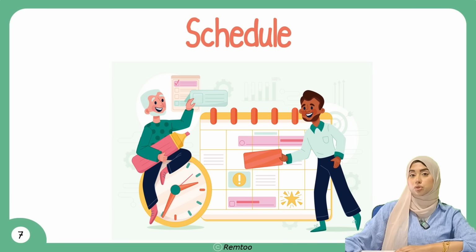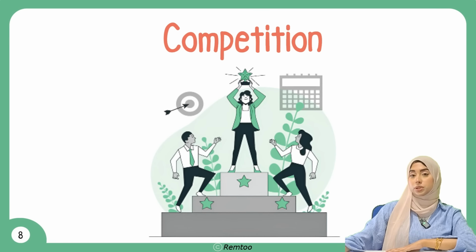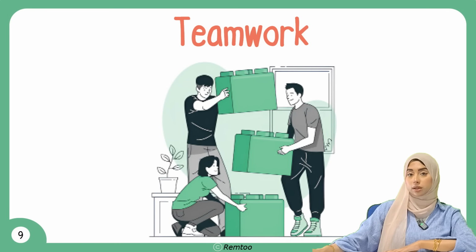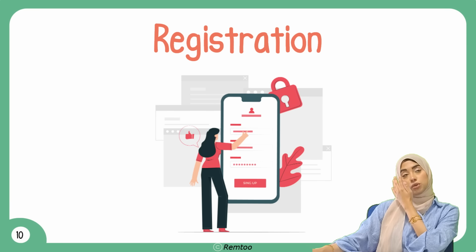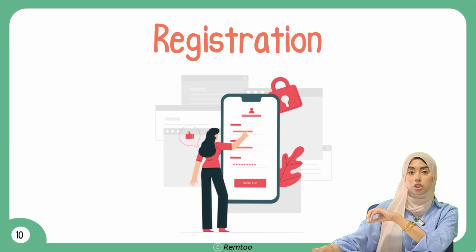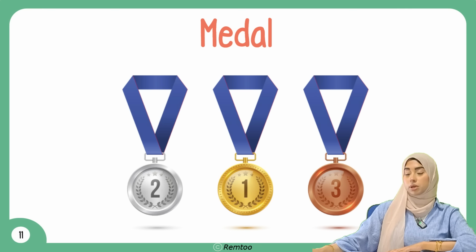Schedule. When you put a schedule for things that you have to do, you're listing them. Competition. Teamwork, like when you work together. Registration. This word means to put your information and name, for example, in a formal list, to register or to be registered in something.